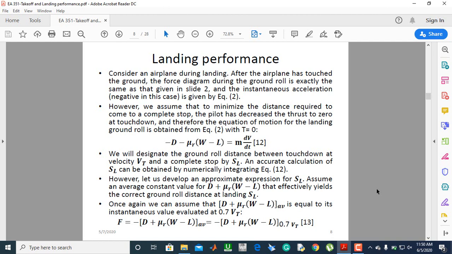and again we can make an assumption that D plus the resistance force yields an effective force that is required to decelerate the aircraft to a complete stop. And if we equate this equal to an average force, and this will have a negative to show that the plane is decelerating as it is trying to stop.